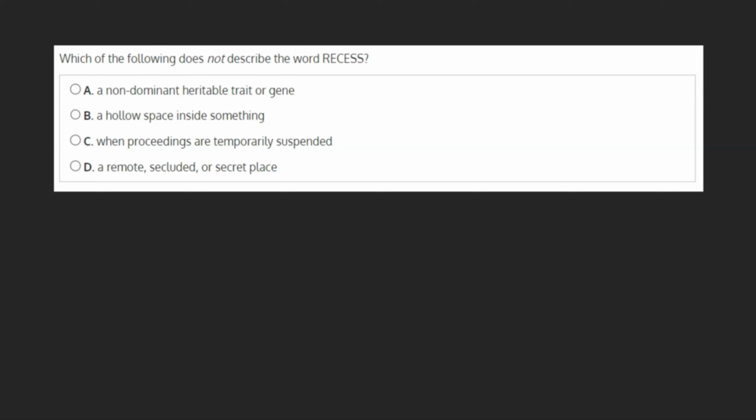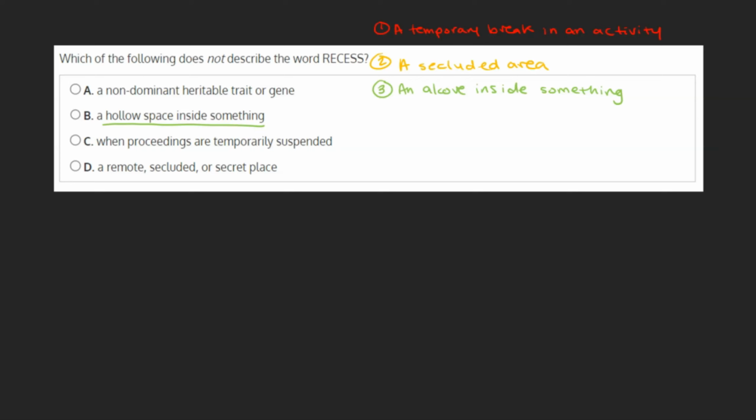Recess has several meanings, including a temporary break in an activity, a secluded area, or an alcove inside something. We actually see all three of these definitions in our choices, with choice B reflecting the third definition, choice C reflecting the first definition, and choice D reflecting the second definition. Choice A, a non-dominant heritable trait or gene, is actually describing recessive, which, although connected to recess, isn't the same.